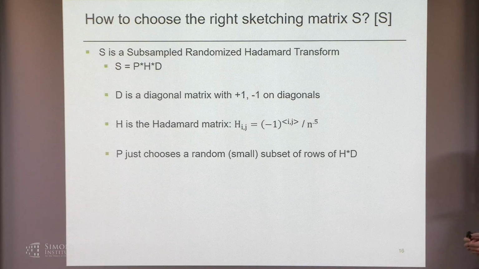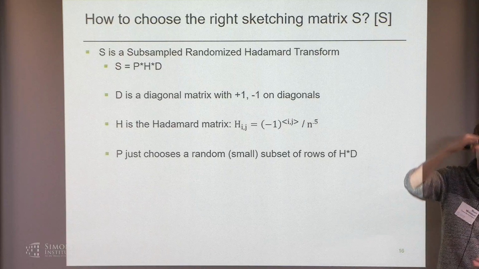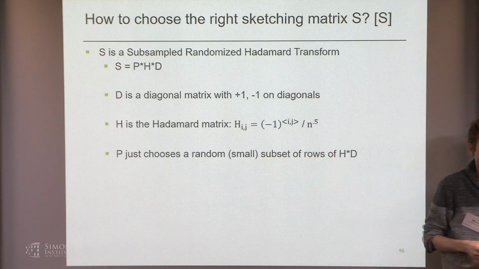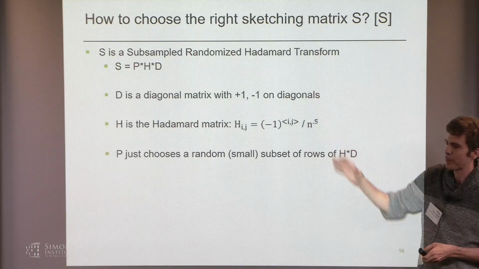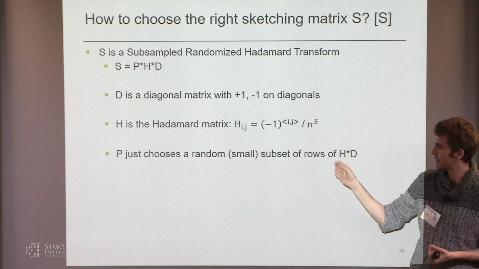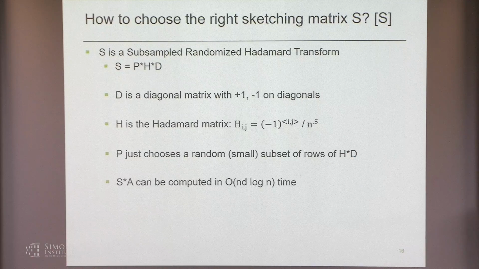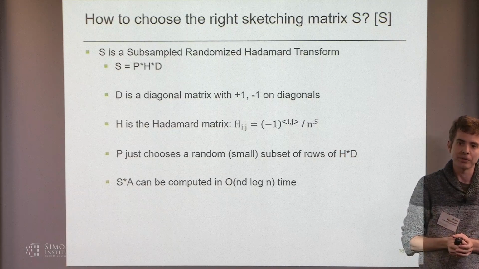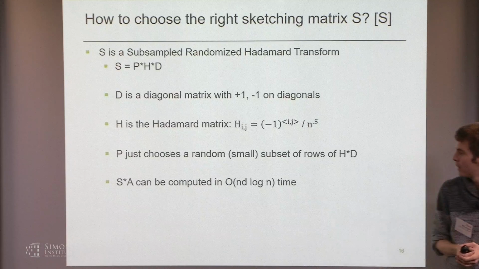And P is just a sampling matrix, uniform sampling. When I apply it to a vector, I just uniformly sample a subset of coordinates. In this context, it's sampling a small subset of rows of HD. D and H are both square matrices. They preserve the length of an n-dimensional vector, so it's still n-dimensional, and the number of rows of P tells me how many rows I have in my sketch. The number of rows in P can be chosen to be about d over epsilon squared, like in the case for Gaussians, but there are additional log factors.